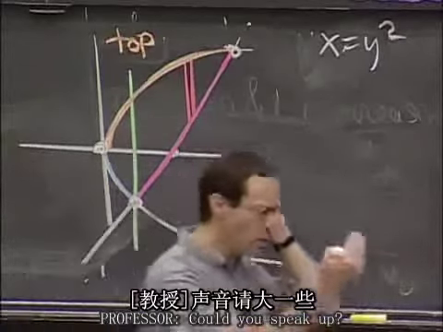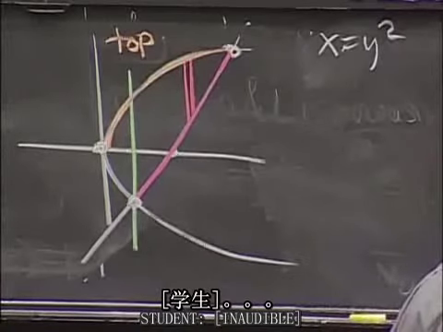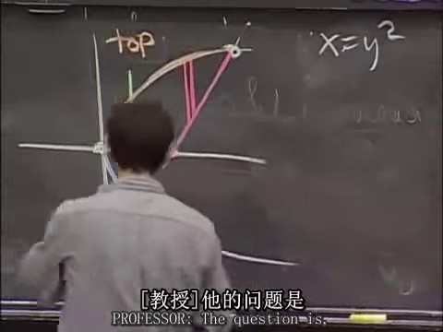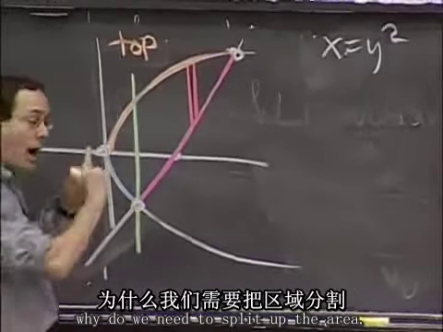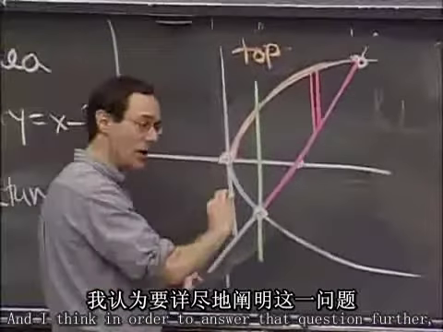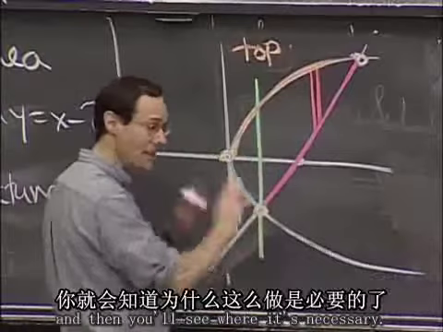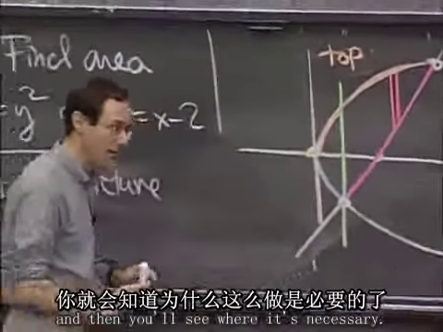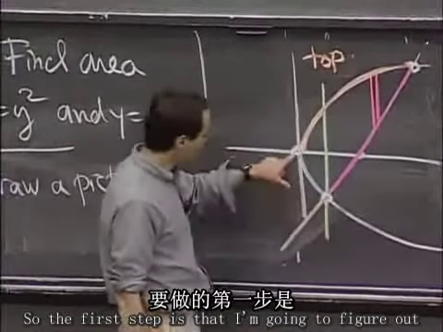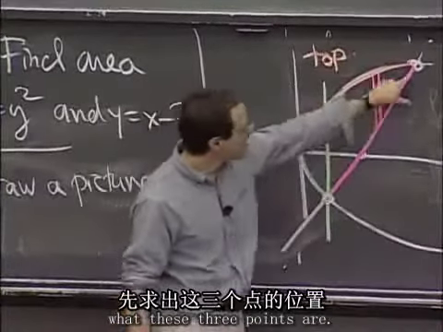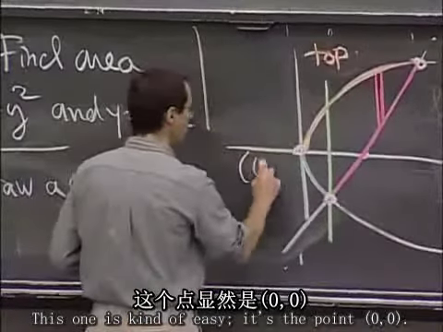Could you speak up? The question is, why do we need to split up the area? And I think in order to answer that question further, I'm going to have to go into the details of the method, and then you'll see where it's necessary. All right? So the first step is that I'm going to figure out what these 3 points are. This one is kind of easy. It's the point 0, 0.